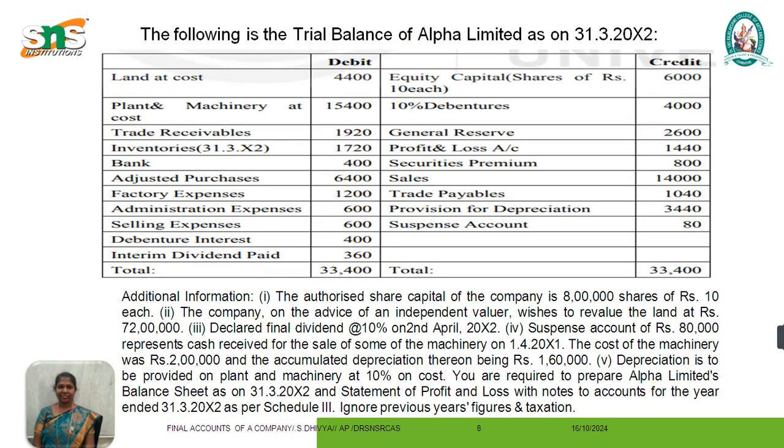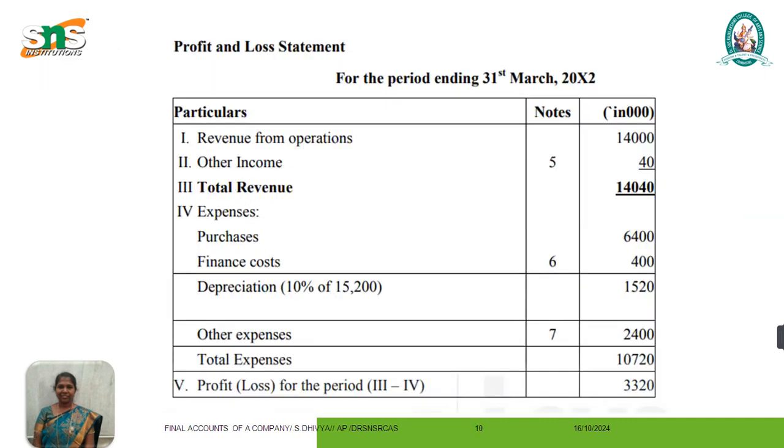So now we'll see the sum. The following is the trial balance of Alpha Limited. This is the question, and we'll do the sums now. First we'll see the profit and loss account. First is revenue from operations, second is other income. Before we work out the profit and loss, we'll see the notes.